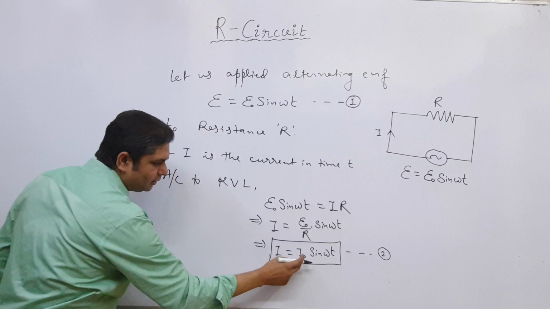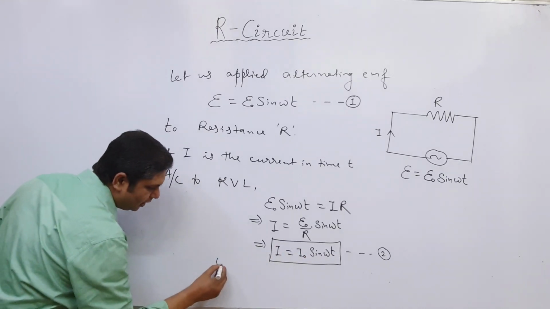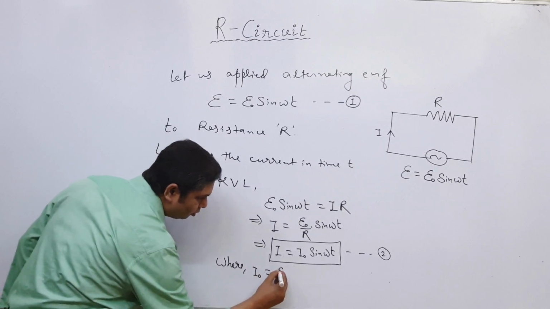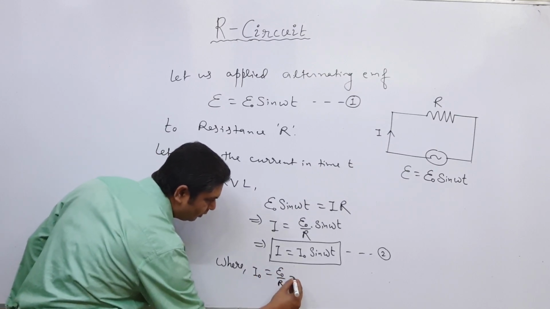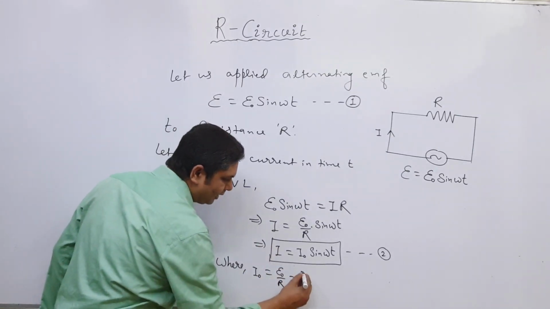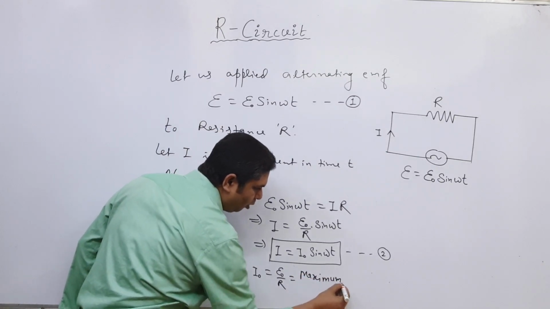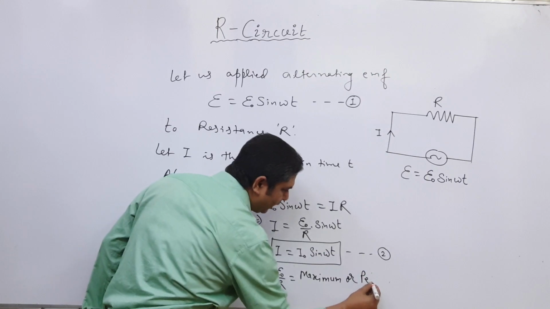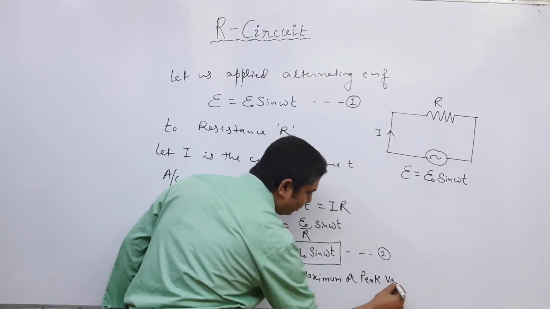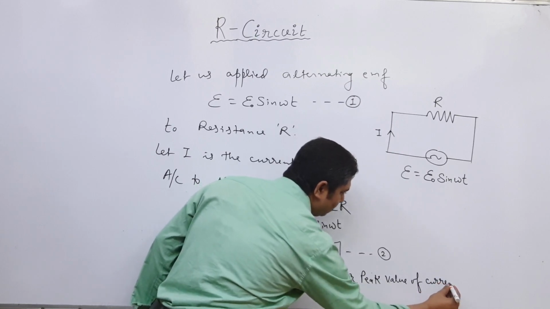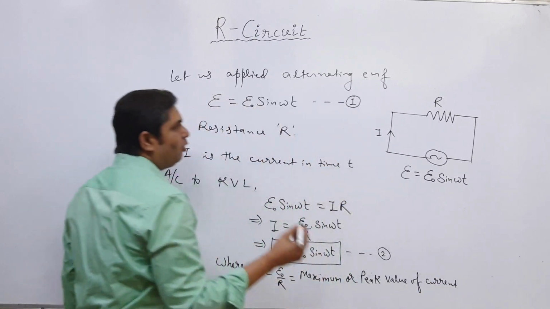Now what is I naught here? We can write where I naught equals E naught upon R. This is known as the maximum or peak value of current.